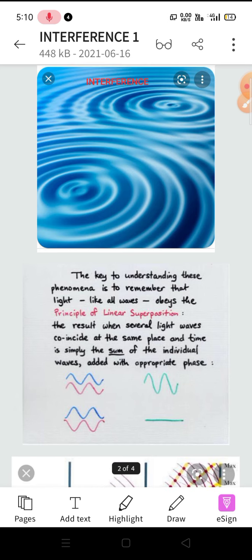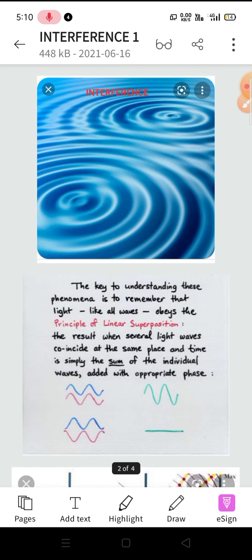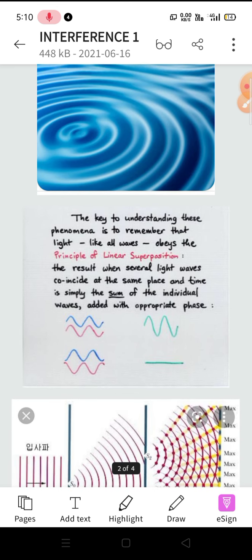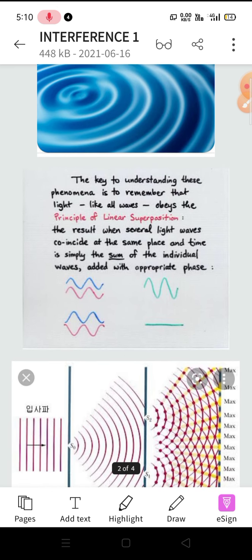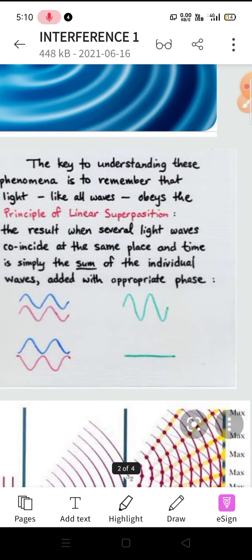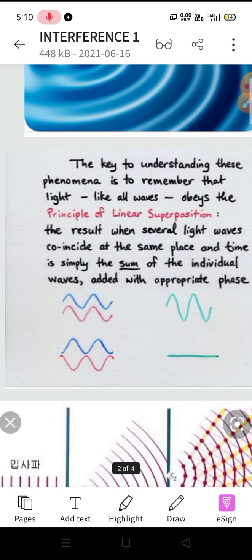In this figure, you see a representation of the interference pattern that is formed on a water body. What we understand in water body interference is that whenever a disturbance is created in the water, some waves are formed. To understand this interference phenomenon, we need to know the principle of superposition. So what is the principle of superposition?